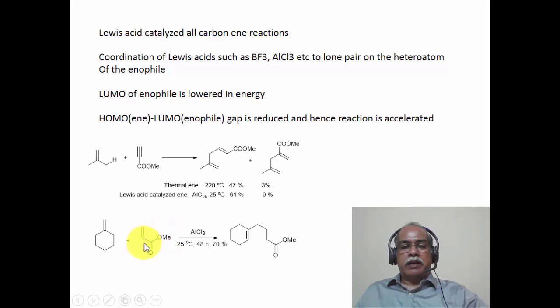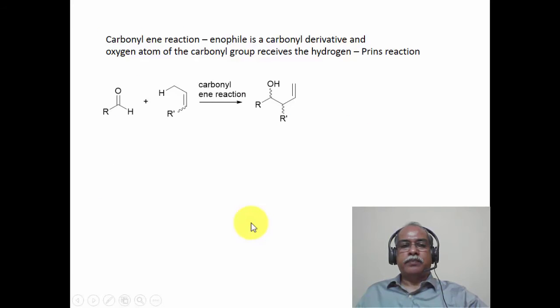Similarly, in the case of acrylate also, regioisomeric products can be formed. However, under Lewis acidic conditions, only one isomer is formed, where the ene hydrogen is transferred onto the alpha position, and the beta position of the enophile is connected to the terminal position of the olefin, which is the ene component in this particular case.